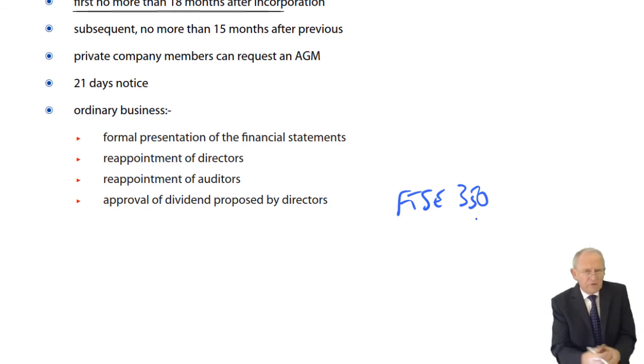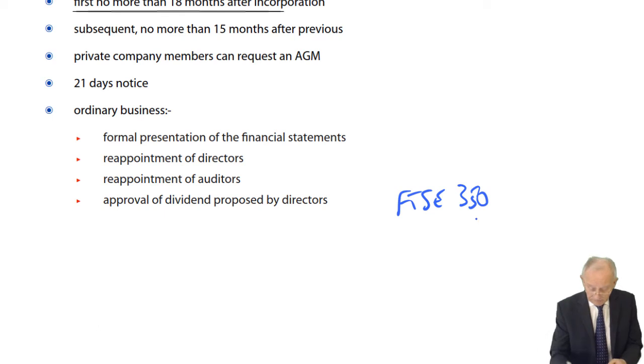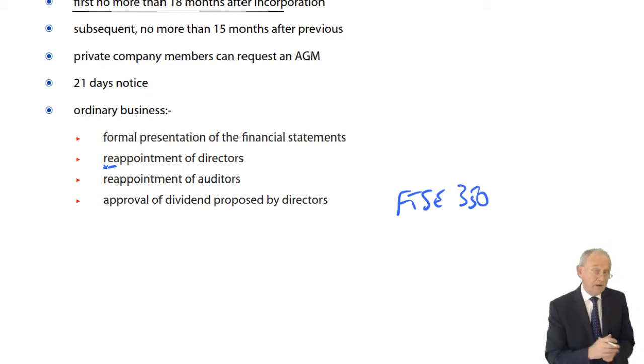Other PLCs, you could find that they voluntarily choose to retire at the end of every annual general meeting and submit themselves for re-election. And that is ordinary business, to re-elect. And the emphasis there is on the reappointment. It's not the appointment of a new director, because that wouldn't be ordinary business. And it's not the removal of a director. And it's not the replacement of a director. This is the reappointment of an existing director for another year. And that is ordinary business.